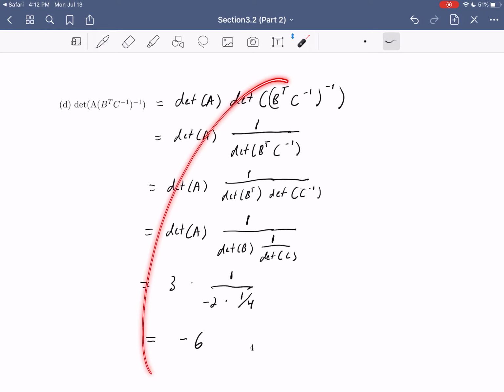Okay, now this one's interesting just because we did a lot of manipulations. Were there other ways to do this?